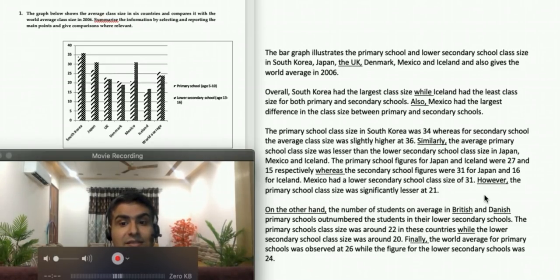So this is the whole approach. After you've written down the whole graph, please reread it again once or twice. That's really necessary. Even the best of the best people make mistakes. So that's the approach for the whole graph.